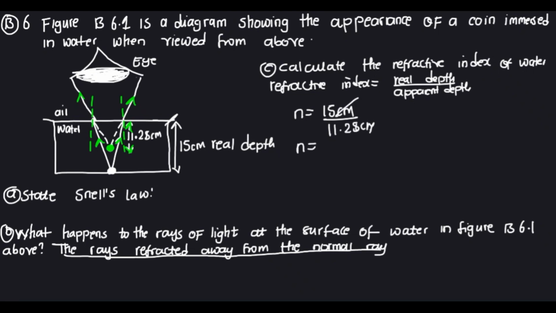So we can cancel the centimeters. Let's do the math: 15 divided by 11.28. According to my calculation, I'm getting 1.329787. Then our final answer will say 1.3, so we're going to round off these two. This will become 3. So the refractive index of water is 1.33. You can also commit this answer to memory, so that whatever question may be asked, the point is the refractive index of water is always 1.33.